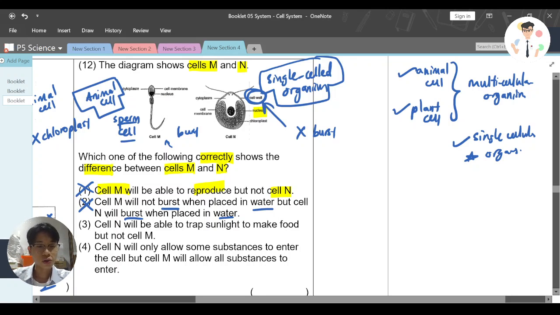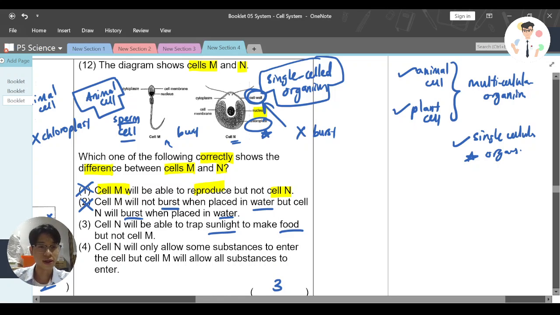Okay. So let's look at question 3. Question 3, cell N will be able to trap sunlight to make food, but not cell M. Is that true? You can see cell N has chloroplast, and that's why it can trap sunlight to make its own food, but cell M cannot, which is true. The answer is option number 3.